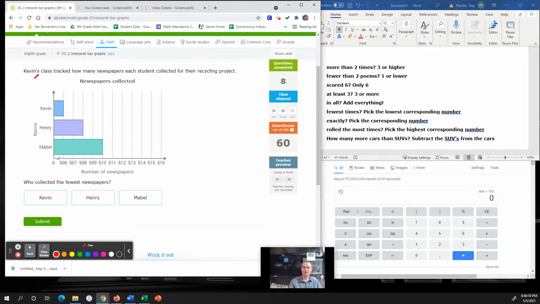What does it mean? Kevin's class tracked how many newspapers each student collected for their recycling project. Who collected the fewest newspapers? So the fewest means the least number of newspapers. So in this one, Kevin's got the smallest bar at 506 newspapers, which is terrible considering the other ones are like 508 and 510. So Kevin collected the fewest number of newspapers himself.